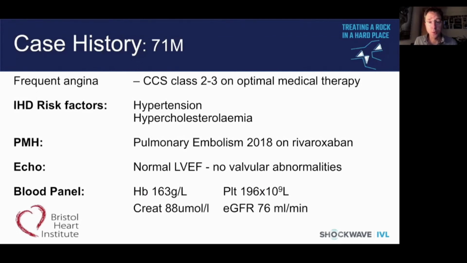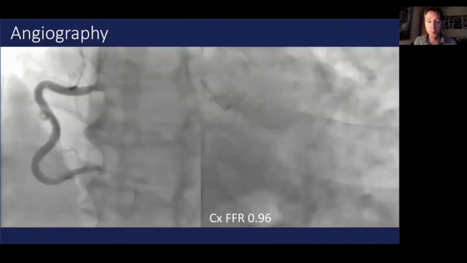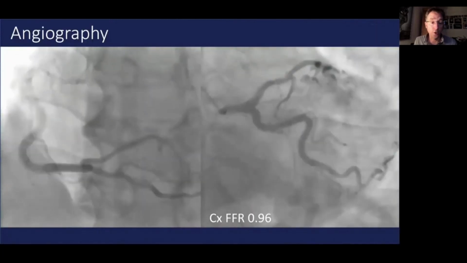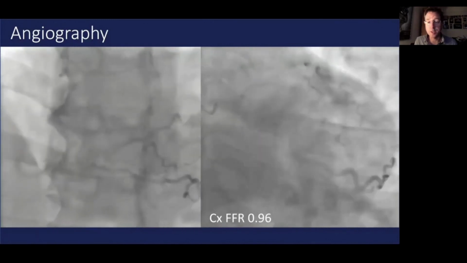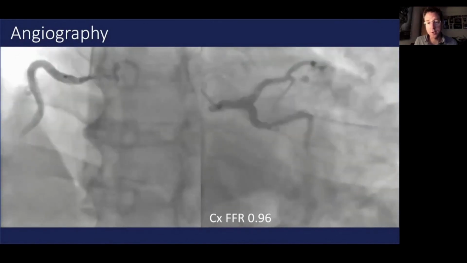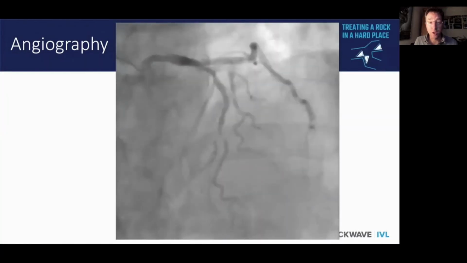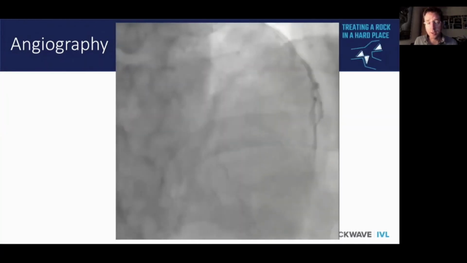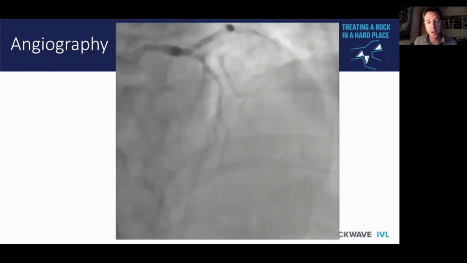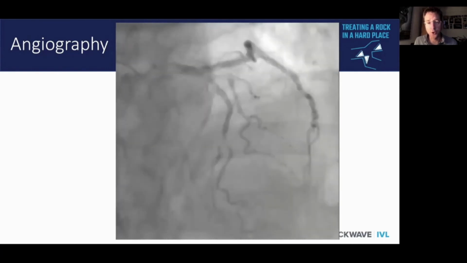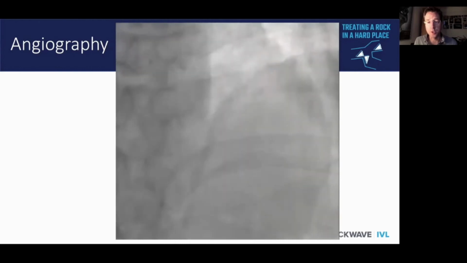This is a 71-year-old with stable angina, but symptoms persisting despite optimal medical therapy. Right coronary is dominant and relatively free of disease. Circumflex has some mid-vessel disease, which is FFR negative. And then we see in this cranial projection really very significant and extensive disease of the LAD, affecting a large first diagonal branch and also a septal branch more distally.